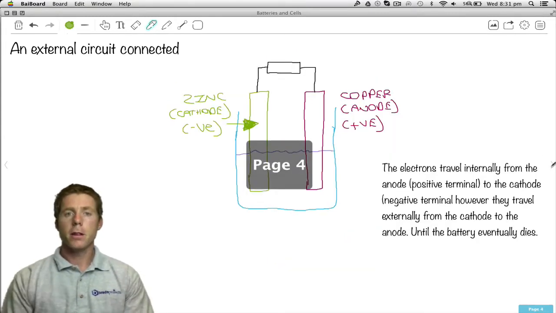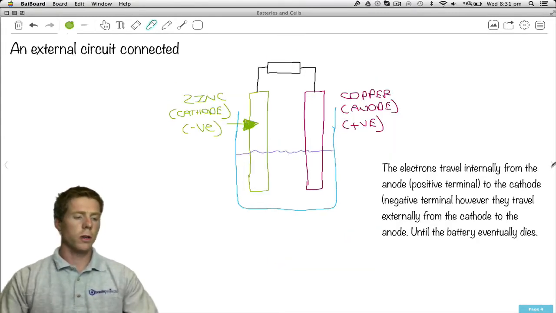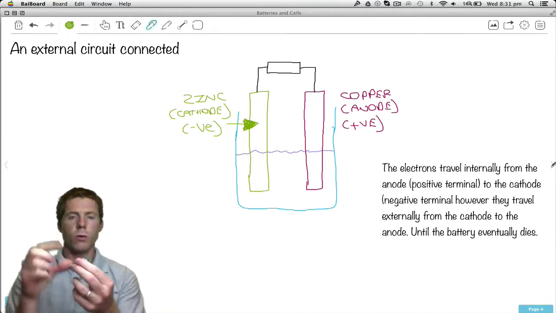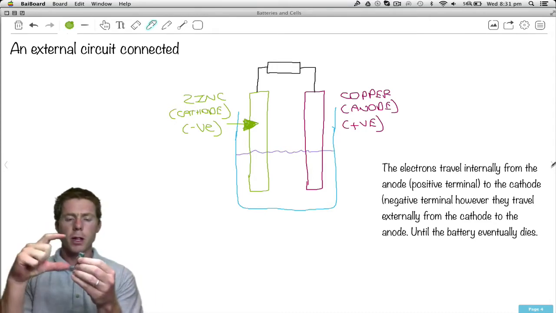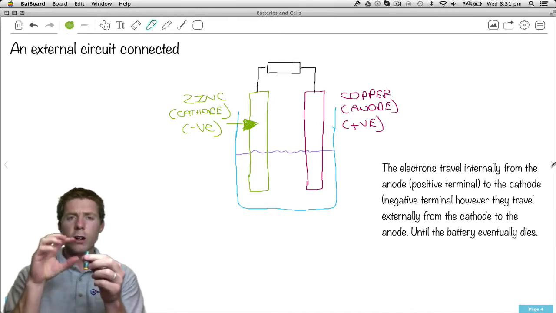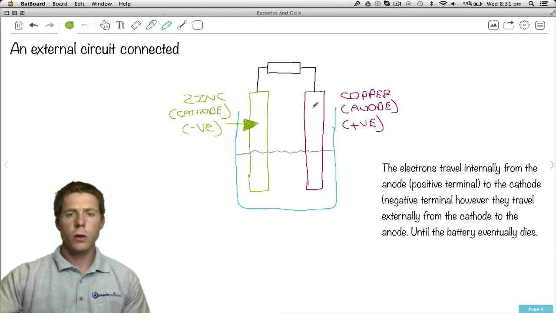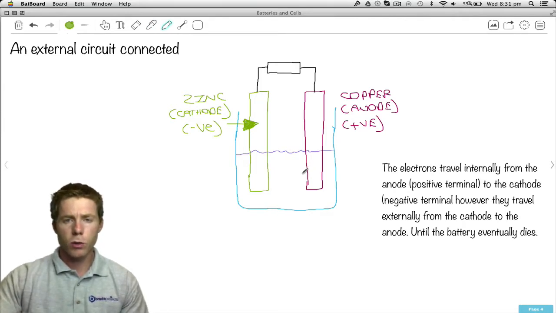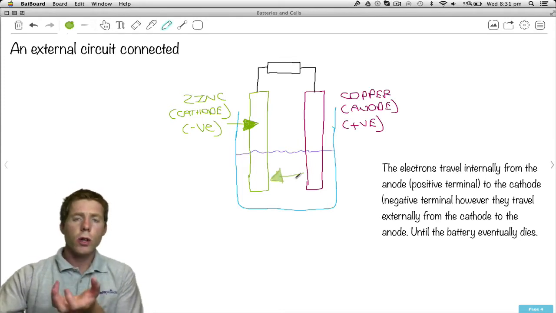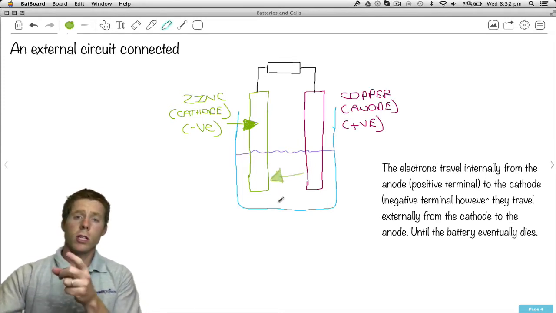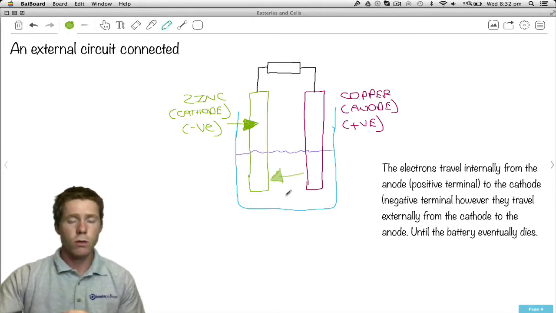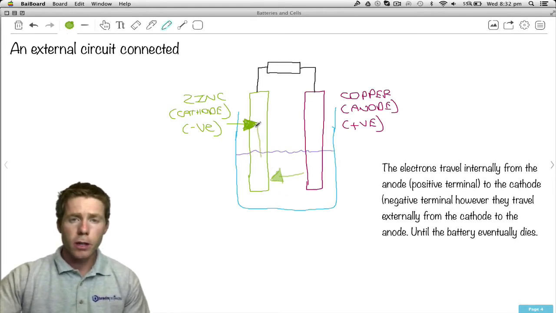Alright, so what happens when we connect an external circuit? If we were to get one of these cells and then get a resistor or an LED, light bulb, something like that, and connect it to it, we've now got a complete external circuit. So the electrons are going to migrate their way over to the negative terminal, which is made of zinc in this case. Internally in the battery, the electrons actually go from the positive terminal to the negative terminal. Externally, they go from the negative to the positive.